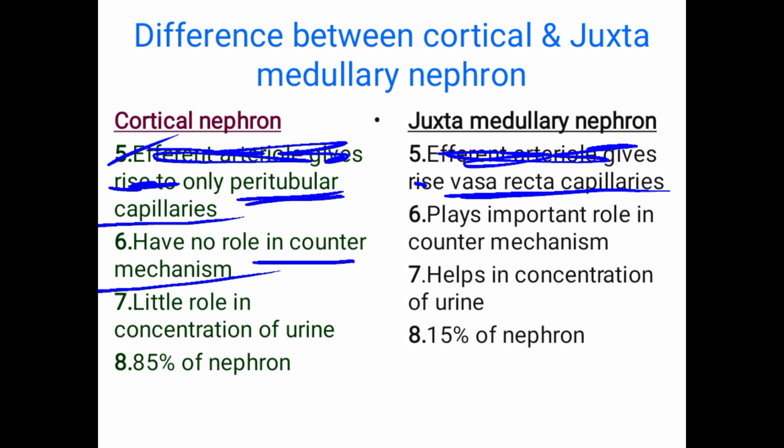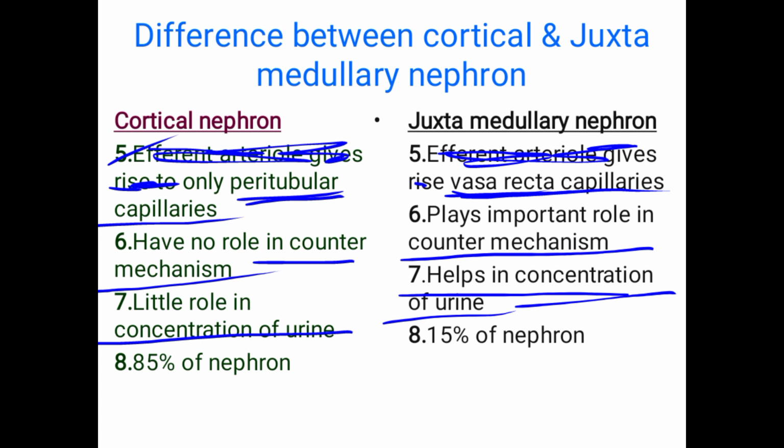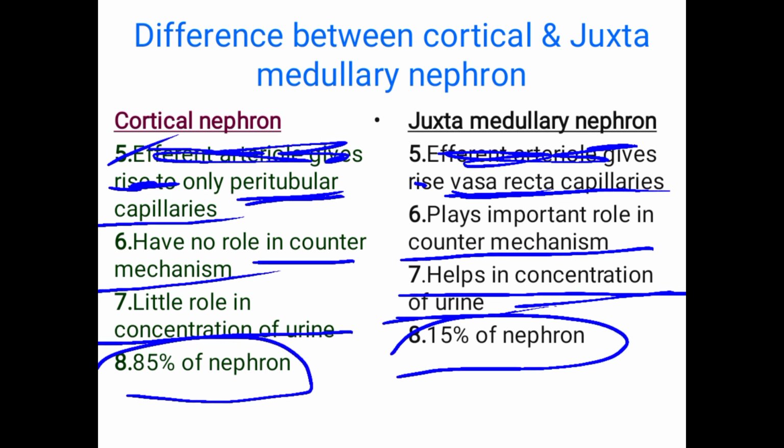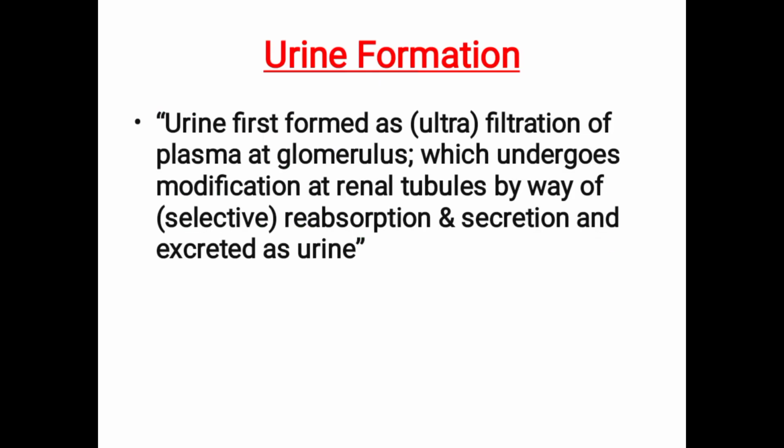The juxtamedullary nephrons have a very important role in the counter current mechanism because of the presence of vasa recta. They help in the concentration of urine, which is a very important function of juxtamedullary nephrons. 85% of nephrons are cortical nephrons and the remaining 15% are juxtamedullary nephrons. These are the differences between cortical and juxtamedullary nephrons. That completes the introduction part.